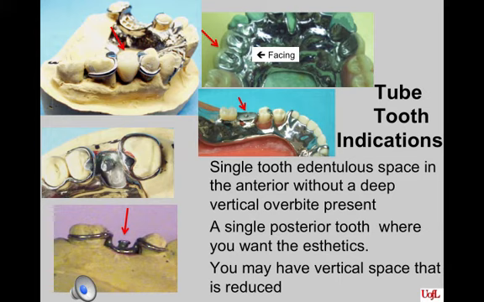You may have vertical space that is slightly reduced because the part of the tube tooth that sits on the ridge is solid metal, which requires less space than base attachment, but it also means that it cannot be relined if bone resorption occurs under it. Both the facing and the tube tooth must be fabricated on a mounted set of models for accurate occlusion. The area should be well healed before the master impression is made.